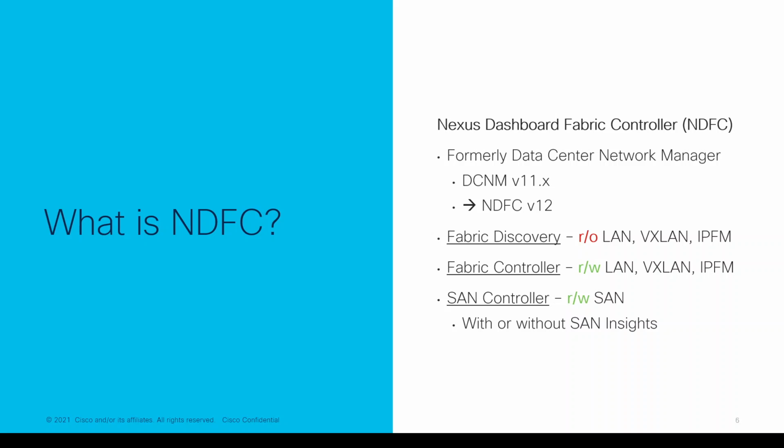Let's talk about Fabric Discovery, right? This personality is read-only and allows for inventory and monitoring of any onboarded sites and fabrics. Fabric Discovery is good for traditional LAN, VXLAN EVPN, or IP Fabric for Media deployments, which handle broadcast media networks. The Fabric Controller personality is read-write, and it allows for inventory and monitoring of any onboarded sites and fabrics, plus provisioning and configuration of the same fabric. Fabric Controller is good for traditional LAN, VXLAN EVPN, or IP Fabric for Media deployments as well.